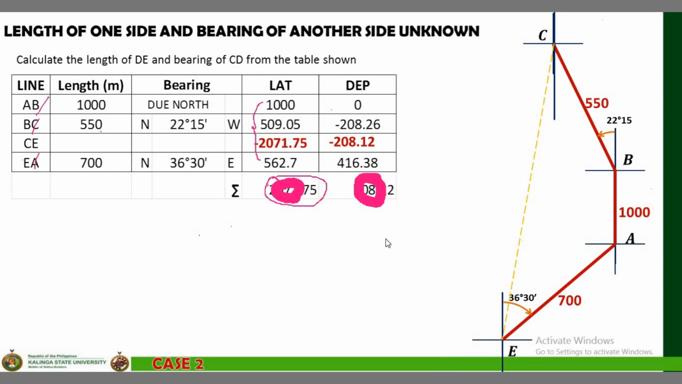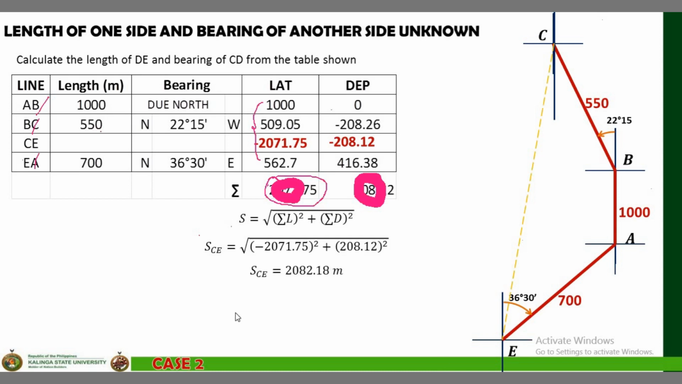So, once you know the latitude and departure of CE, you can now solve for the length. Again, the length of CE is equal to 2071.75 squared plus 208.12 squared. Take the square root of it. The distance or the length of line CE is equal to 2082.18 meters. For the bearing, that is simply equal to 208.12 divided by the latitude, 2071.75.